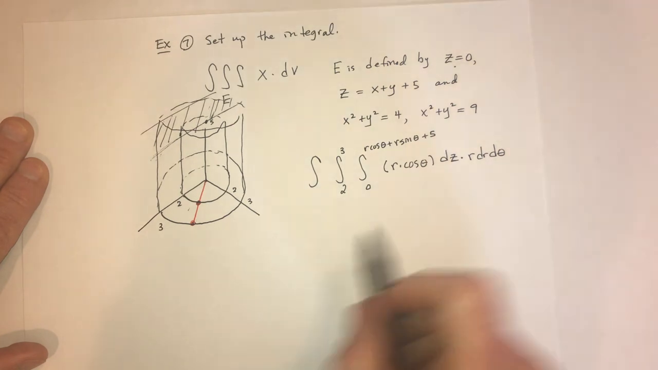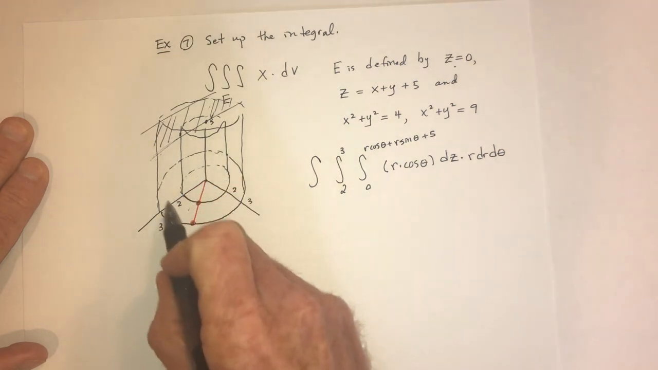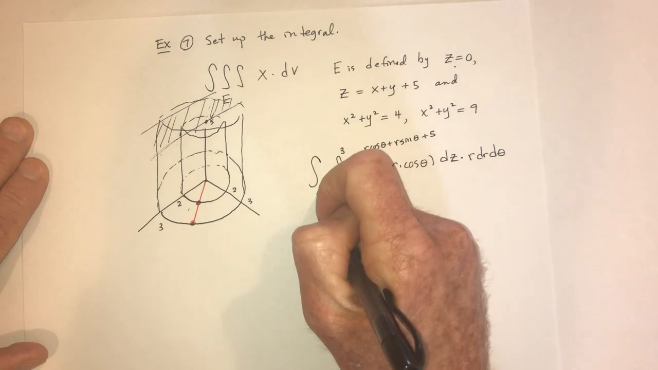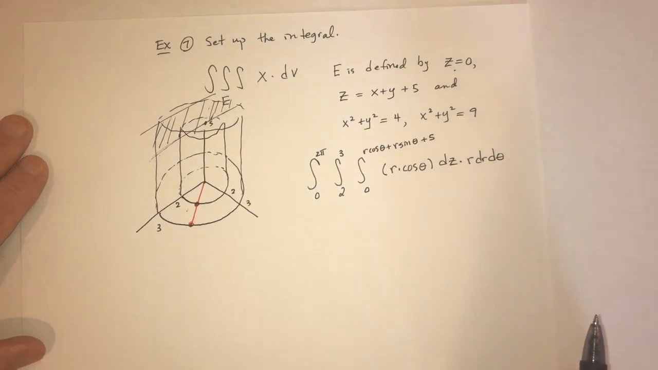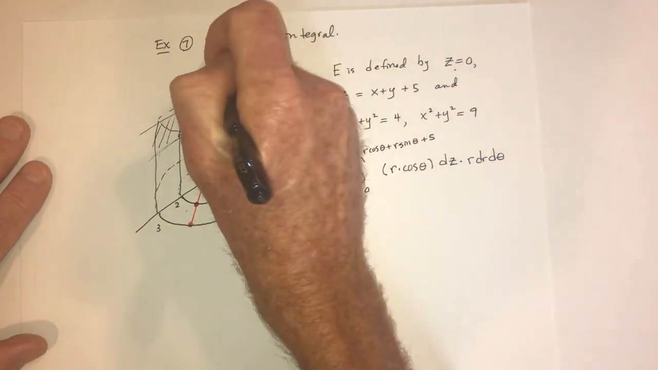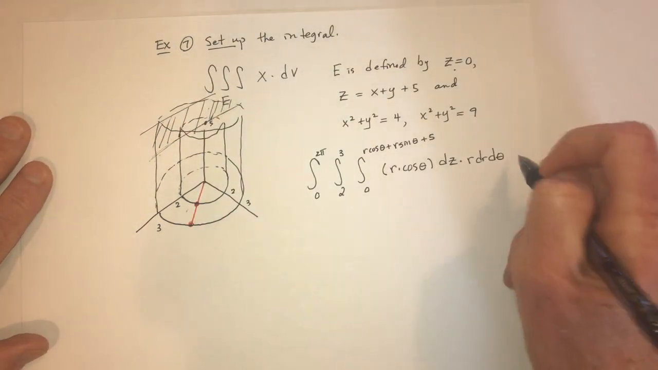Finally, the theta is the easy part. Since this circle is the whole circle, then it's going to be from 0 to 2 pi. And thank goodness it said just set it up. So now we're done.